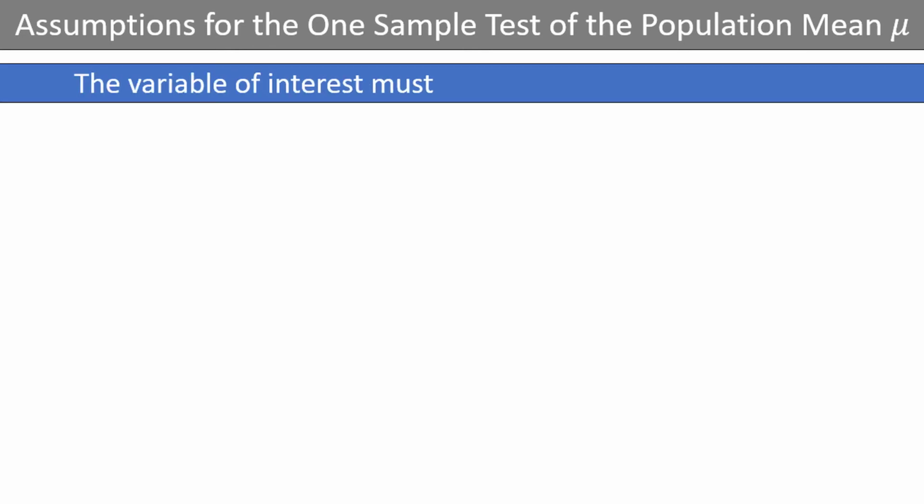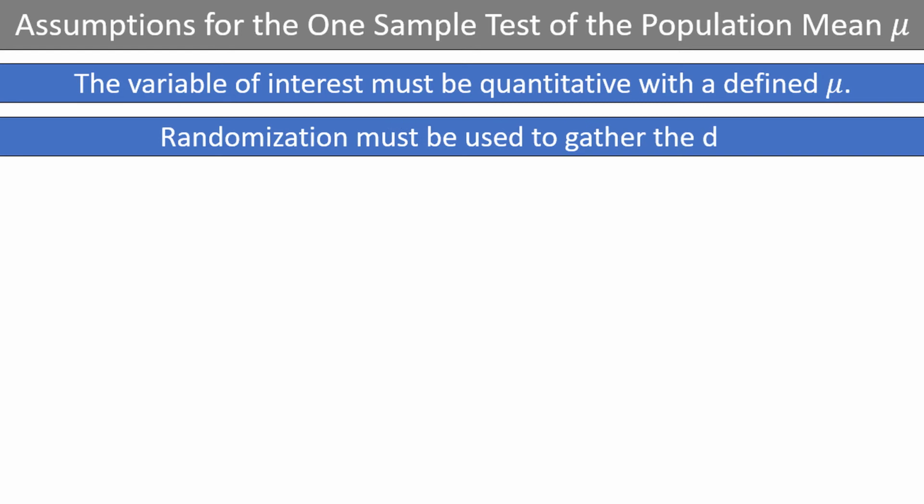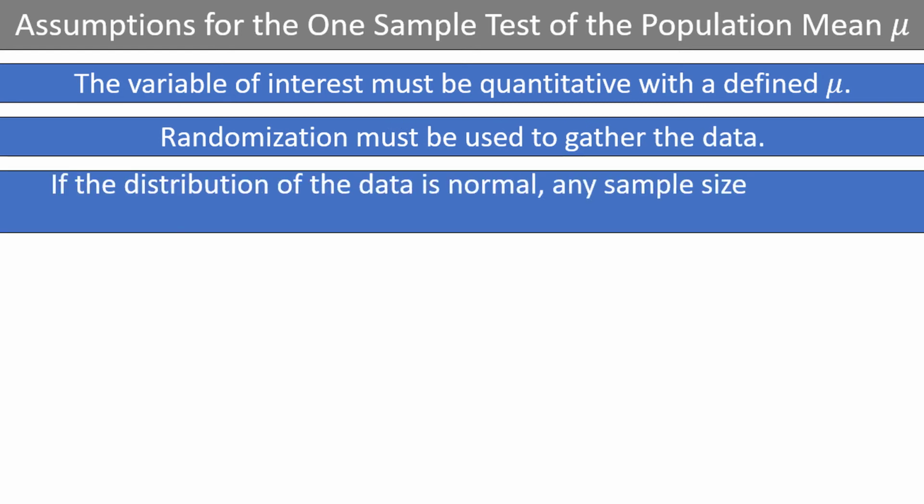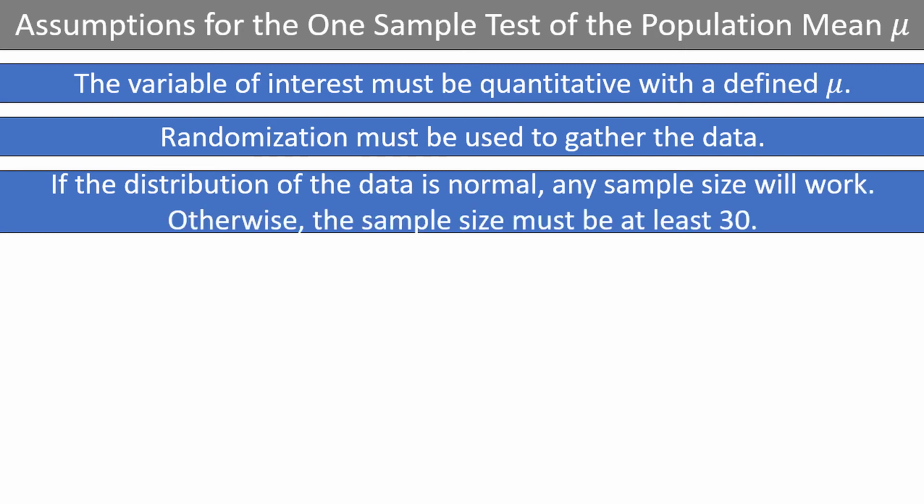There are a number of assumptions required in order to complete a hypothesis test for the population mean. Firstly, the variable of interest must be quantitative with a defined population mean. If the variable isn't quantitative, well, you can't calculate a mean, and this test won't make any sense. Second, randomization must be used to gather the data. Third, if the distribution of the data is normal, any sample size will work. Otherwise, the sample size must be at least 30. This is so that the central limit theorem will apply, meaning the distribution of x bar will be approximately normal.